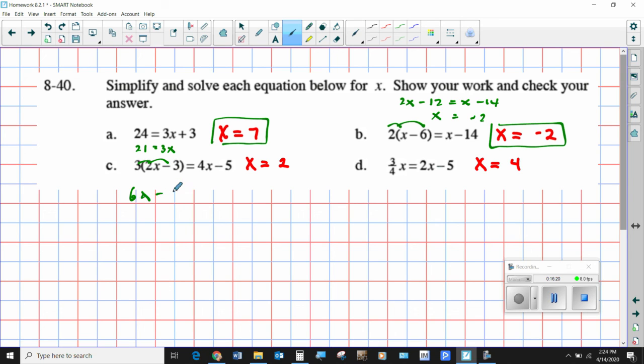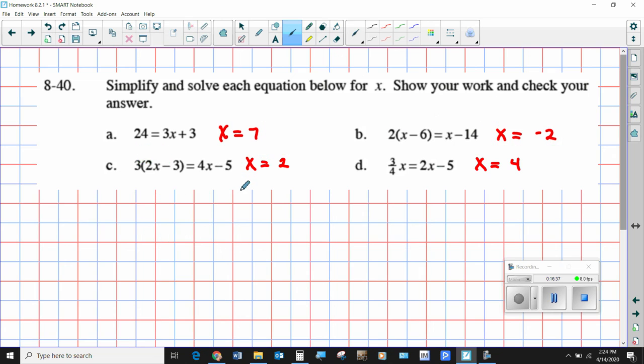Here we send in the dive bombers again. It becomes 6x minus 9 is equal to 4x minus 5. Take away 2 x's from each side. Add 9 to each side, so 2x equals 4, which means 1x is going to have to be equal to 2. And here, I think I want to do fraction busters.